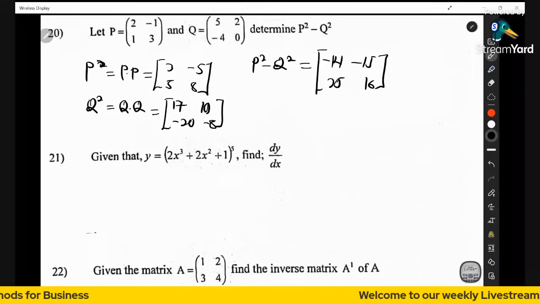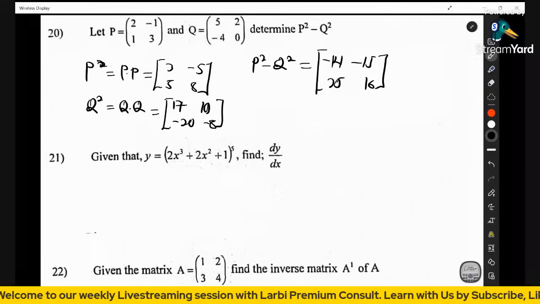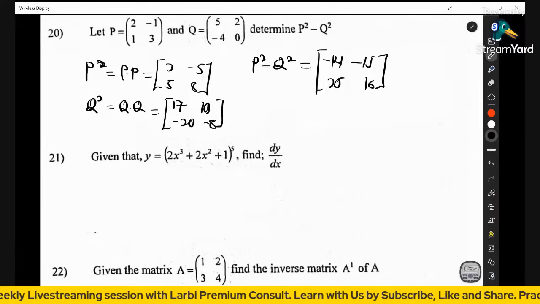Once you know how to use a calculator, it makes it so simple for you. If you don't want to use the calculator, you can go by multiplying it manually, by multiplying the first row by the first column of the square matrix before you get your answer.